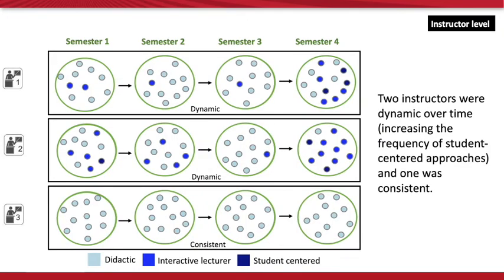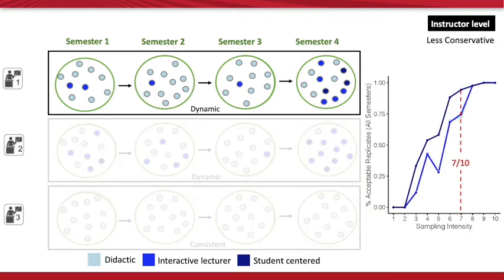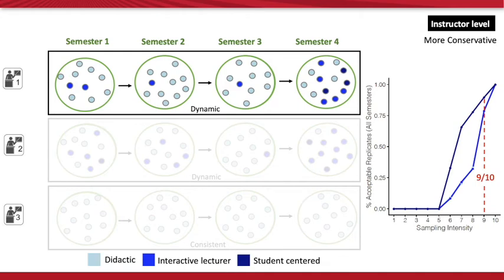Next, looking at the instructor level, we found that 2 instructors were dynamic over time and 1 was consistent using only didactic practices. For this first instructor, an observer that conducts COPUS observations on 7 out of the 10 total classes had at least a 75% probability of reporting accurate proportions in each semester as defined by the less conservative glass half-empty perspective on measuring reform. Conversely, using the more conservative threshold, this observer would have had to conduct COPUS observations on 9 out of the 10 classes to reach this high probability of accurate measurement.